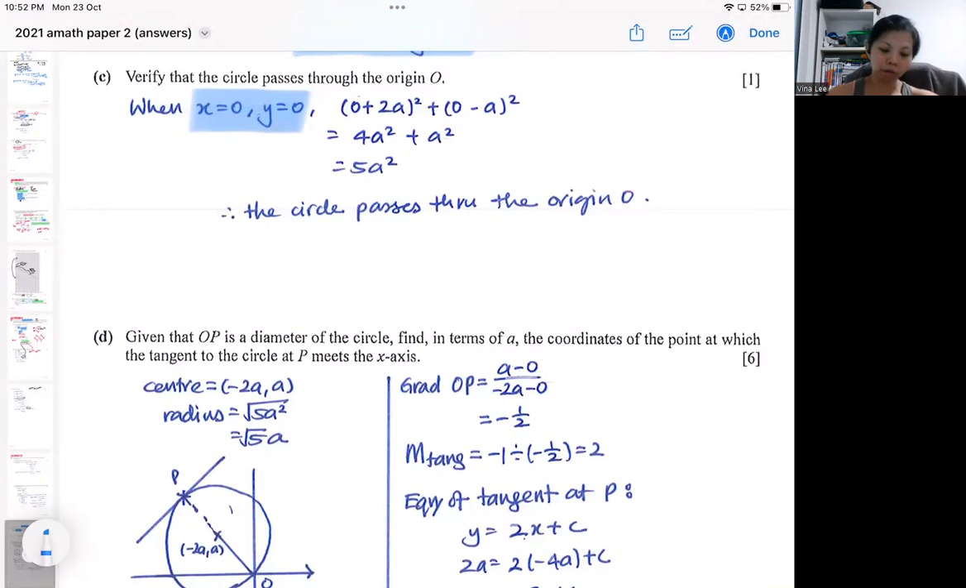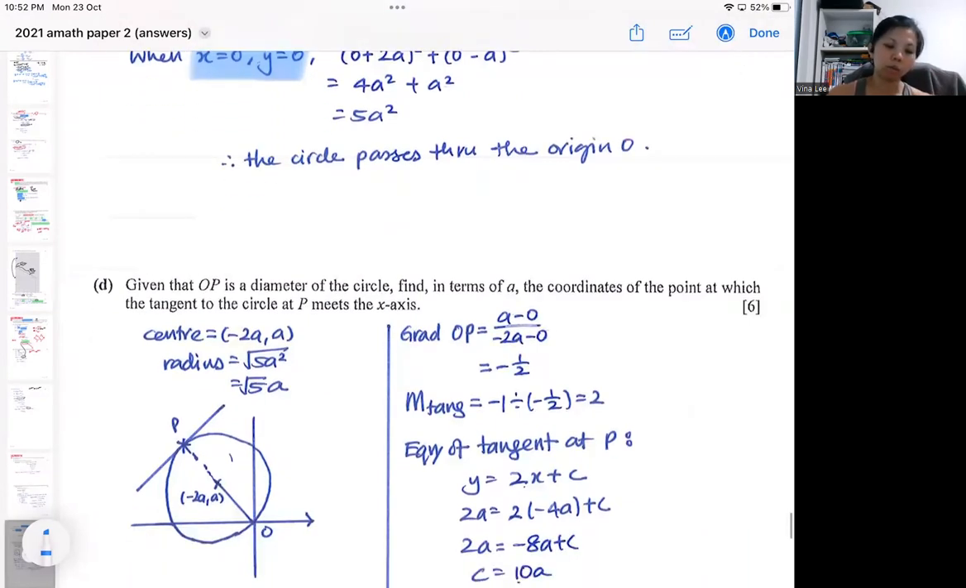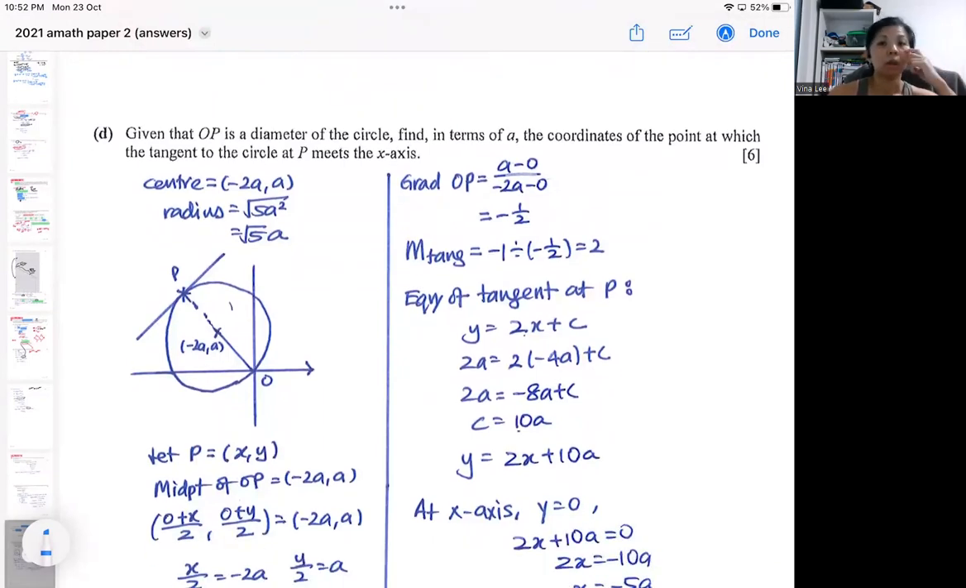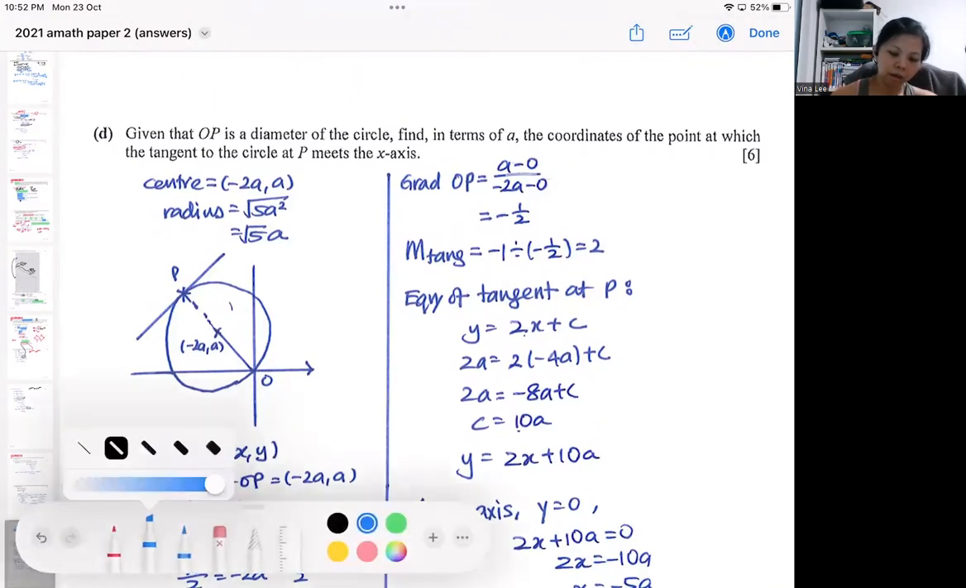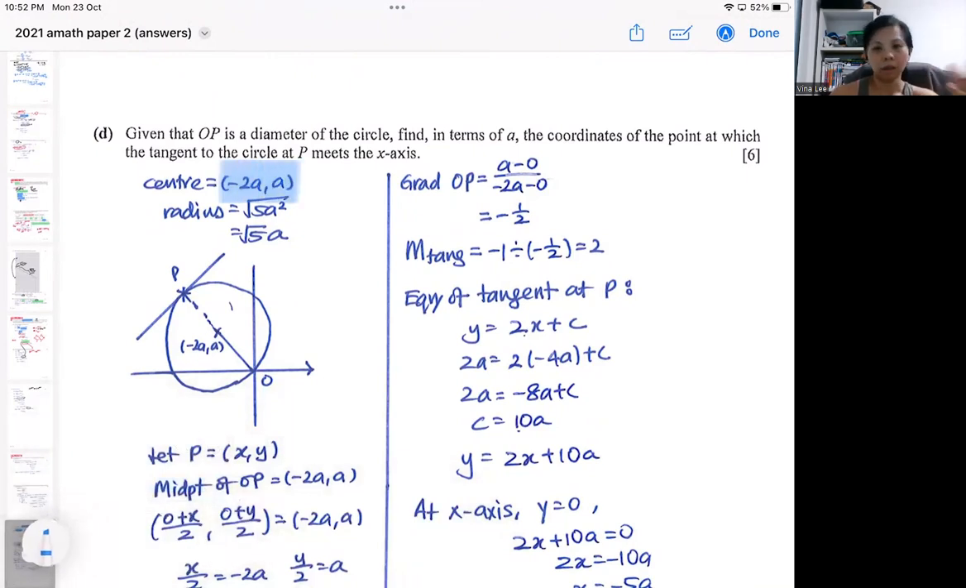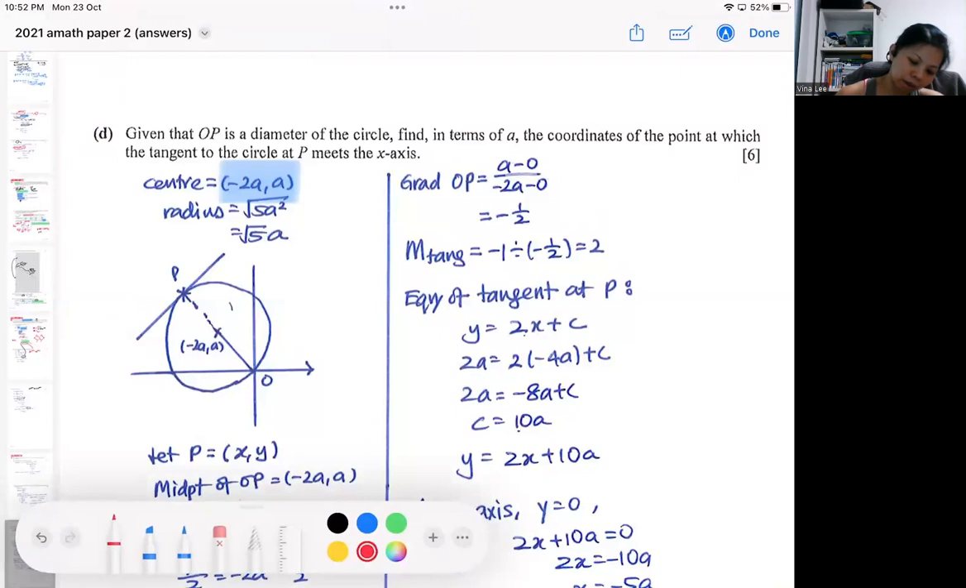Okay, so what you can do is try to draw up with whatever information you have. You have the center, remember? The center is minus 2a, comma a. So the minus 2a is the indication that the center is on the left side of the axis. So that's why I drew it on the left side of the axis.